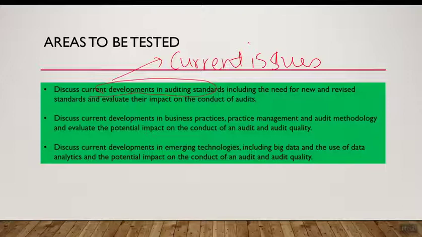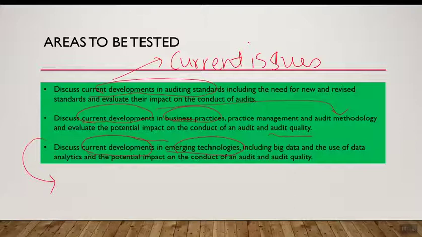And you may be asked to even discuss current developments regarding audit methodology, business practices, anything that could impact audit quality. You could even be asked about current developments in emerging technologies. Now, that's because in today's world, a lot of audit is affected by technology.